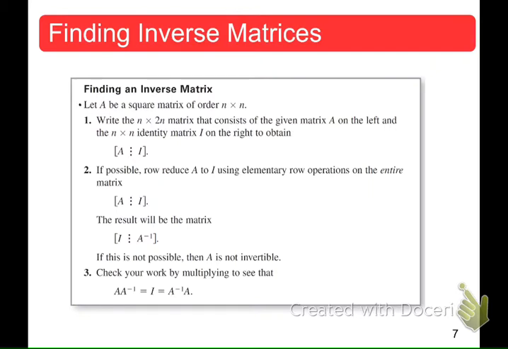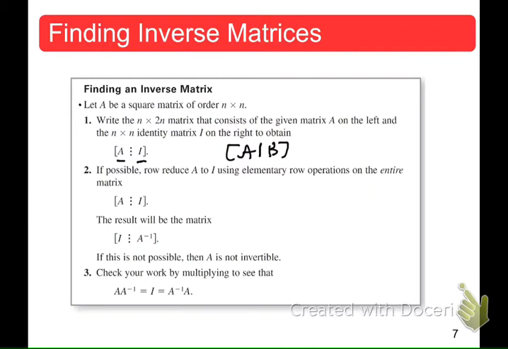So if I have an n by n square matrix, I am going to augment it, and this is called double augmented. I'm going to augment the matrix A with the identity matrix. We've been augmenting with just the solution matrix, if you recall. We've just been doing this, but now I'm going to augment it with the identity matrix.